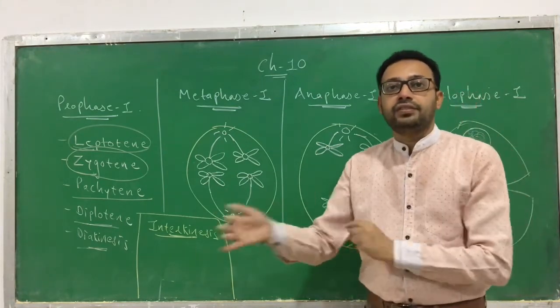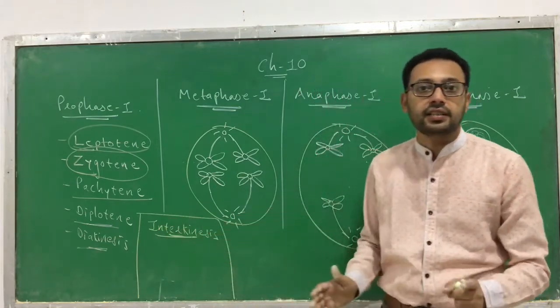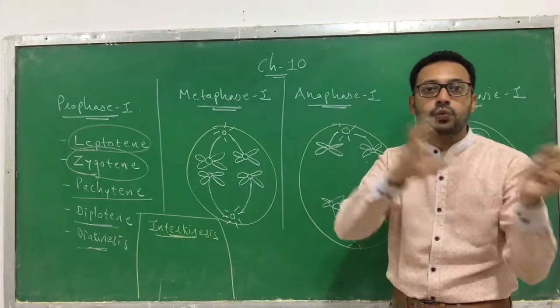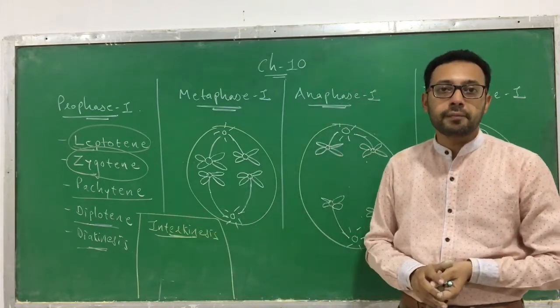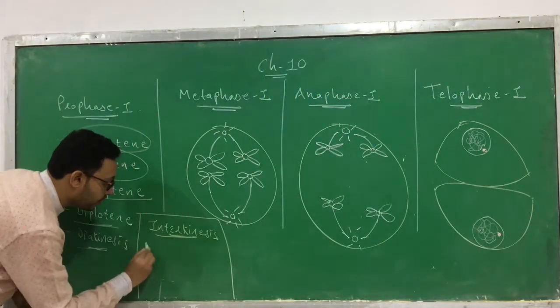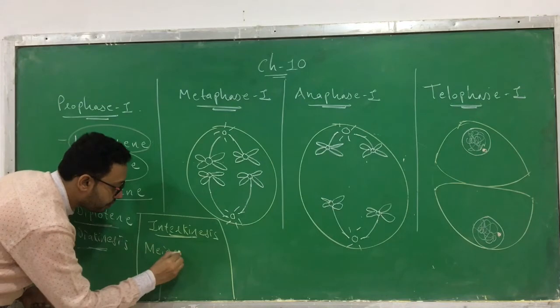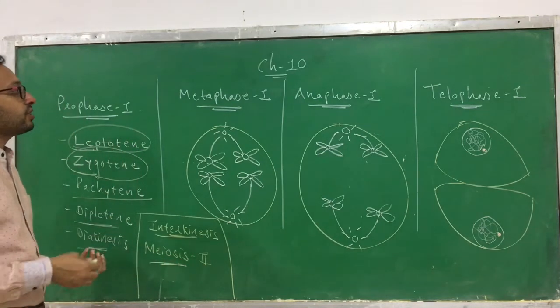And then after that meiosis 2 starts. So that is the phase of resting. Between meiosis 1 and meiosis 2, it's called interkinesis. Once the interkinesis finishes, then the cell undergoes meiosis 2. Now you know the phases of meiosis 2.